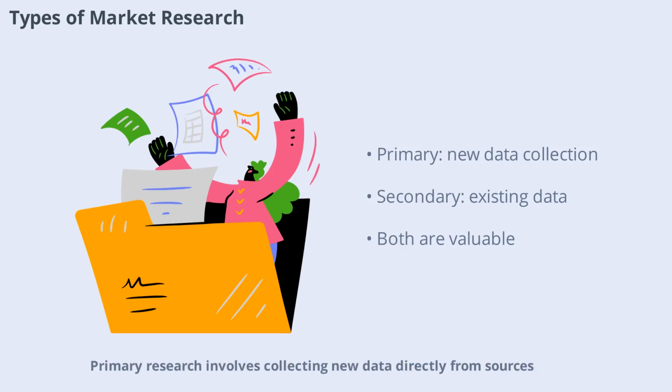Primary research involves collecting new data directly from sources like surveys or interviews. Secondary research uses existing data, such as industry reports or competitor analysis. Both types are important for building a complete picture of the market and making well-informed decisions.